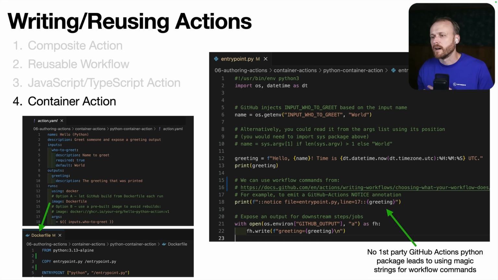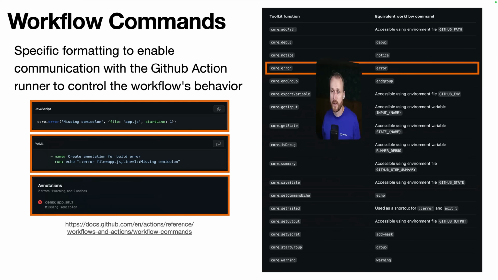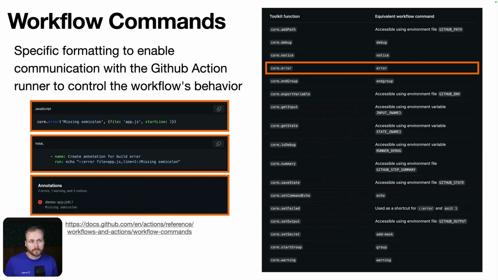I mentioned the shortcoming of needing to use these magic strings to interact with GitHub and do things like print out that notice message. The name for this within GitHub Actions is workflow command. There's specific formatting of these magic strings that enable you to communicate with the GitHub Action runner. In general, a string starting with :: and then a specific word has meaning according to this listing on the right. Within a JavaScript or TypeScript action, we leverage that core npm package to utilize these. So core.error, missing semicolon, is equivalent to echoing ::error, space, and then a bunch of comma-separated key-value pairs. They will behave the same. But as you can imagine, the JavaScript version is a bit easier to read and maintain.